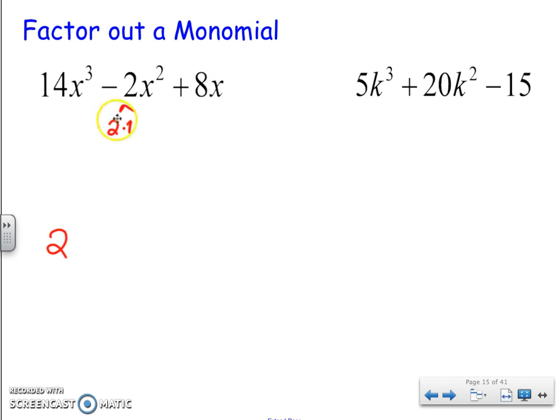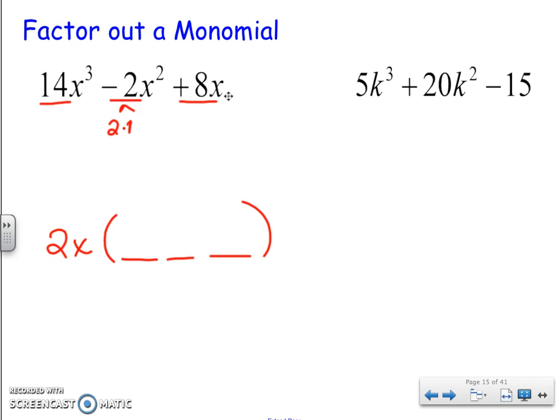And then you're going to take your smallest x's, so out of a 3, a 2, and a 1, just a 1 is the smallest. Okay? So once you have your GCF, you're going to write your parentheses with how many terms you had up there. So I had 3.